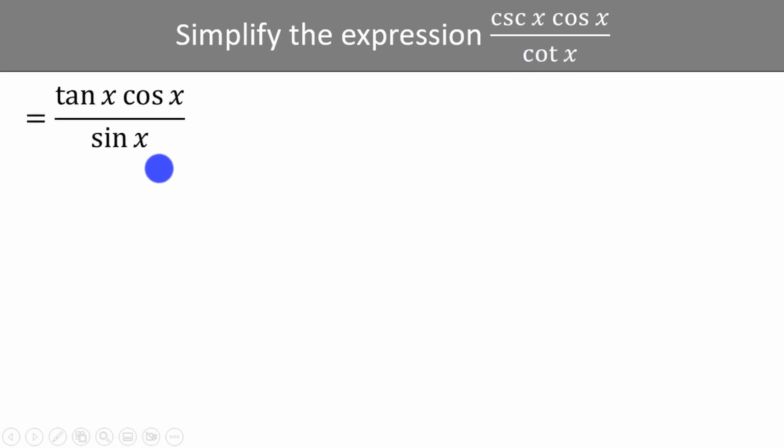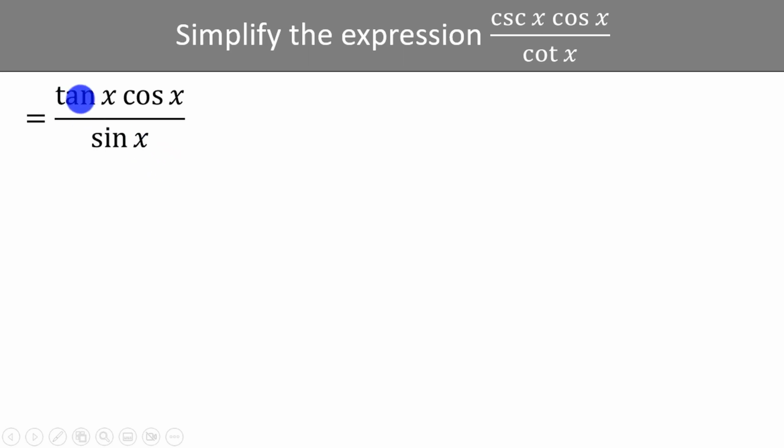Let's try this one. We are asked to simplify the expression cosecant of x times cosine of x divided by cotangent of x. Just like I was mentioning in the previous problem, when you have a fraction related to trigonometric functions, you can convert to the corresponding reciprocal function on the opposite side of the fraction. Therefore, I'm going to change the cosecant to a sine in the denominator and cotangent to tangent in the numerator. This is what we have.